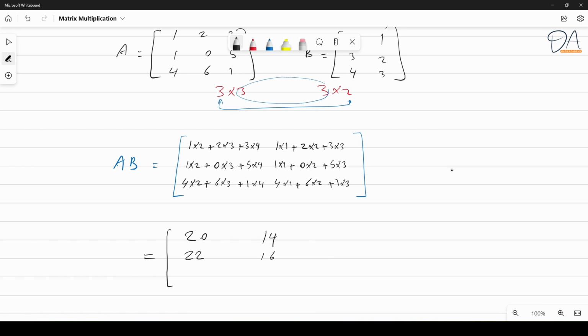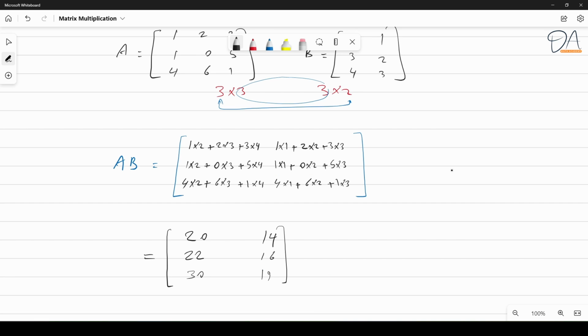Now let's move to the third row. 4 times 2, 8, plus 6 times 3, that is 18, and 1 times 4. So 8 plus 18, that gives us 26, plus 4 gives us 30. And the last element, 4 times 1, 4, 6 times 2, 12, 1 times 3, 3. 4 and 12, 16, and 3 gives us 19. And this is the product.